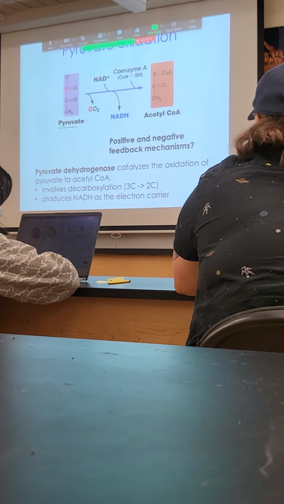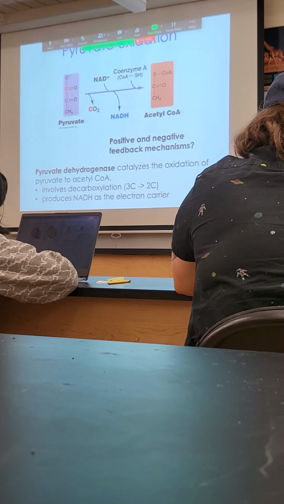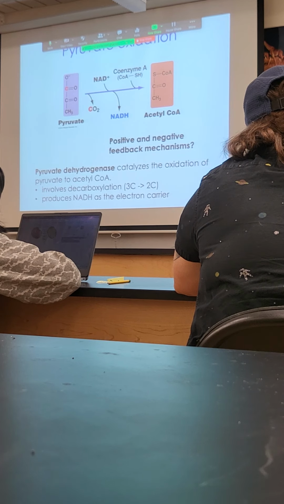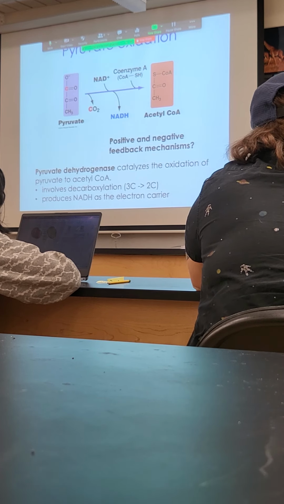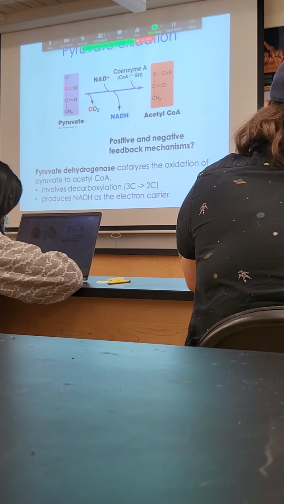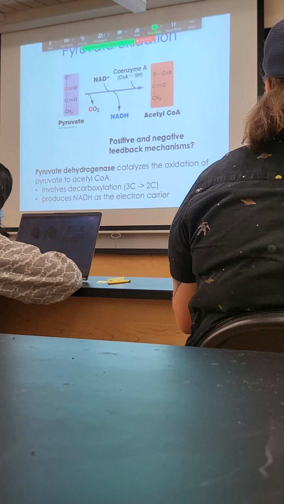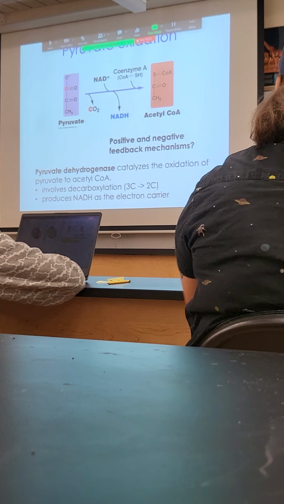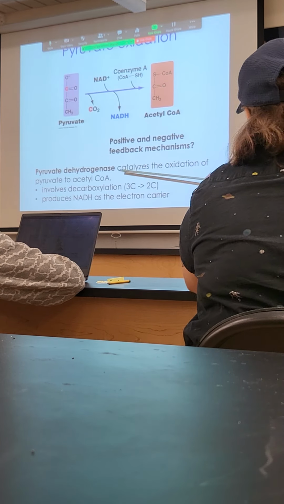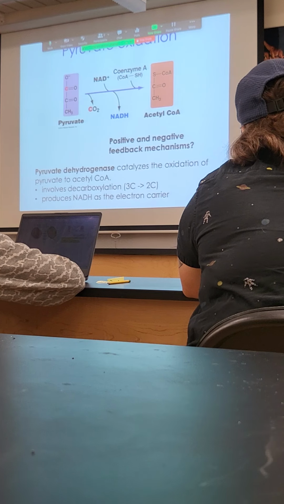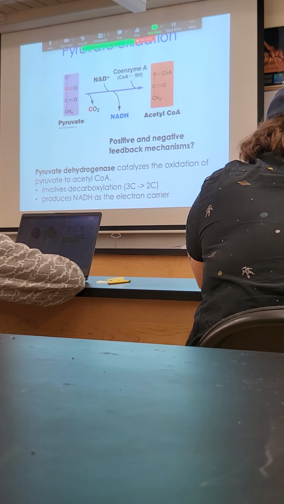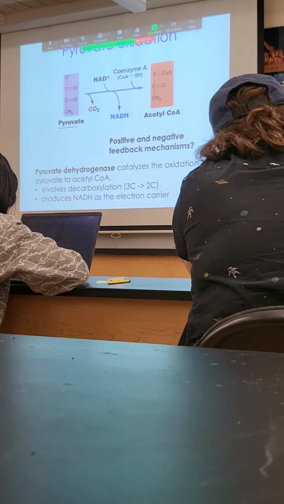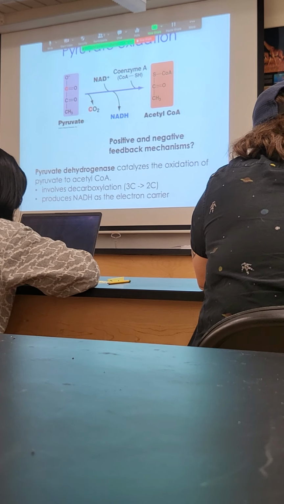The other thing I have here is positive and negative feedback mechanisms. For negative regulation, when would we want to shut down glycolysis, shut down cell respiration? Would it be when ATP is high or low? High. If we already have a lot of ATP, we don't need to continue through this. So when ATP levels are high, this enzyme gets phosphorylated, and that actually inhibits it. High ATP levels will phosphorylate PDH, which is pyruvate dehydrogenase, and that will change its shape so that it's no longer active.